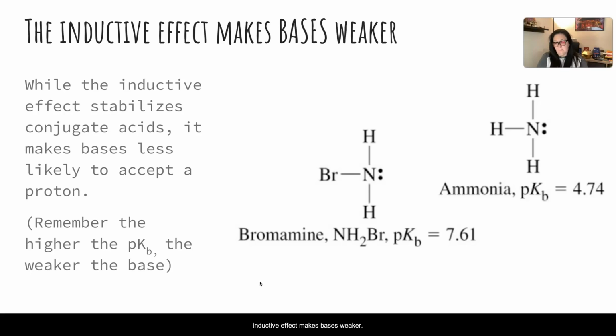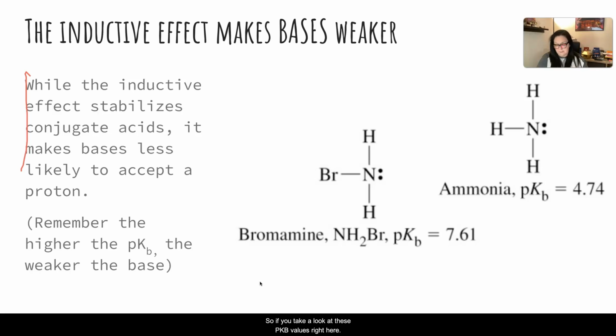Okay. Now, inductive effect makes bases weaker. So that inductive effect, the adding of a highly electronegative atom, will make your base weaker. So over here, it says, while the inductive effect stabilizes your acids and the conjugate acid, it makes a base less likely to accept a proton. Why? Because it's satisfied having its negative charge. Why would it need to add a proton? It's okay with how it's doing. So remember, the higher the pKb, the lower the Kb, so that means the weaker the base.